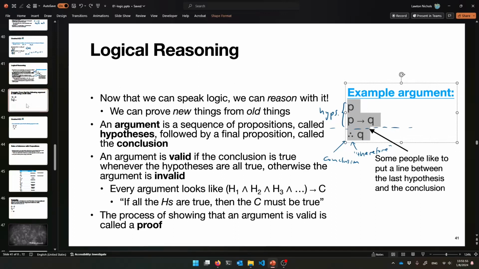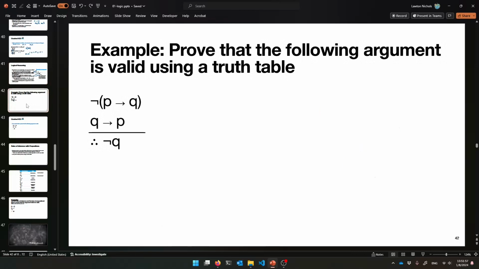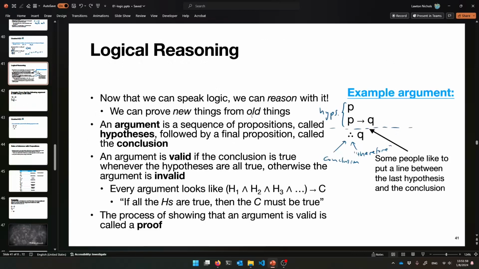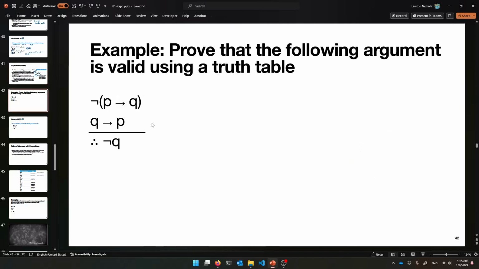All right, so here is a good example. Let's use a truth table to prove this. Let me prove this one to you with the truth table as well. Here's another argument. So assume that the negation of P implies Q is true, and then assume that Q implies P is true. And we're going to prove that, therefore, the negation of Q must always be true, beyond a shadow of a doubt. Isn't that cool? So let's prove this with a truth table.